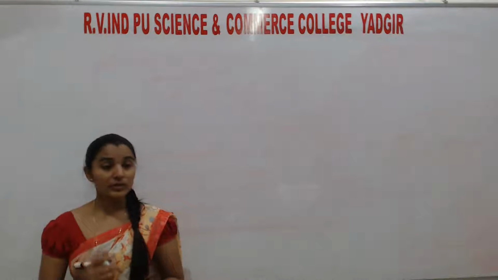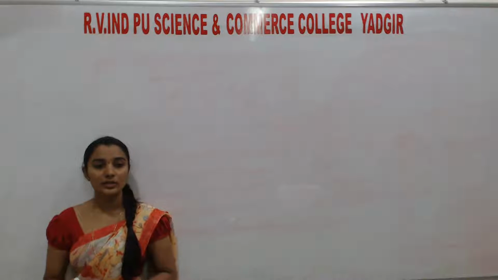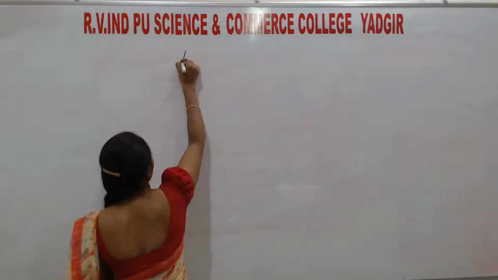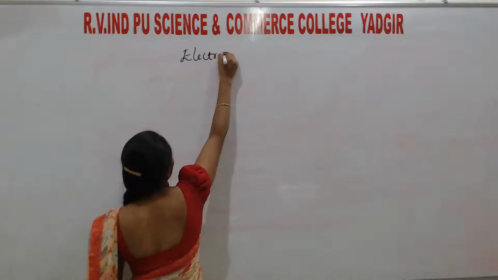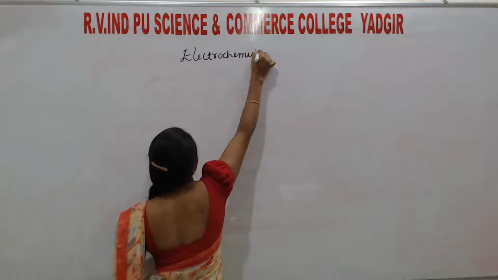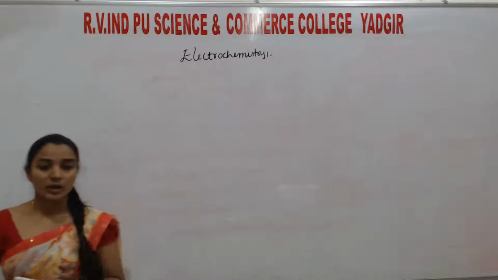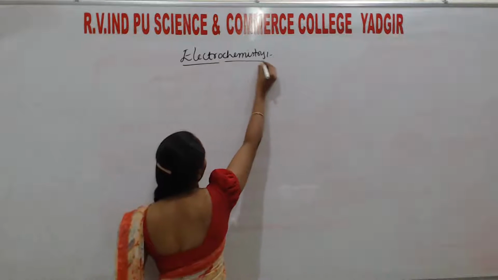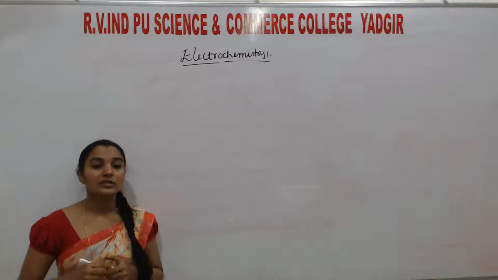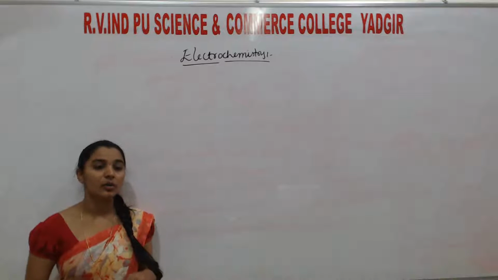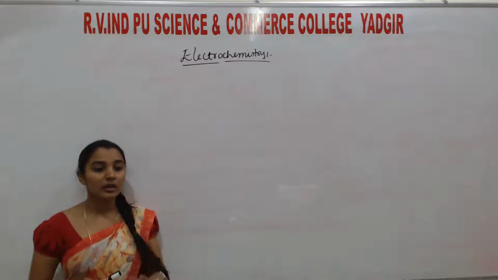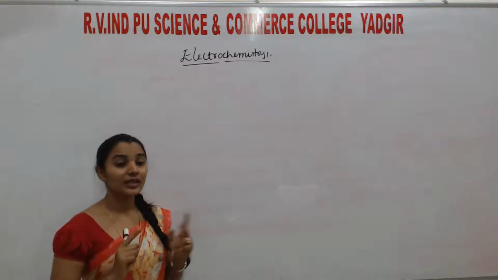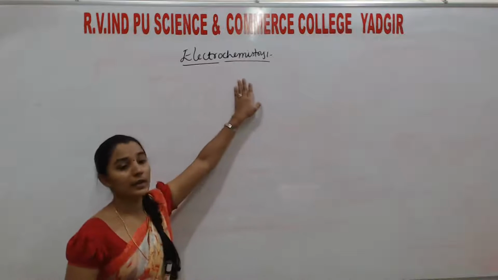Students, in today's class we are going to start a new chapter, that is electrochemistry. What is electrochemistry and what are the objectives we are going to study? Electro means the study of either the loss of electrons or the gain of electrons, or the change of chemical energy to electrical energy and electrical energy to chemical energy. That interchange, that study, is called electrochemistry.